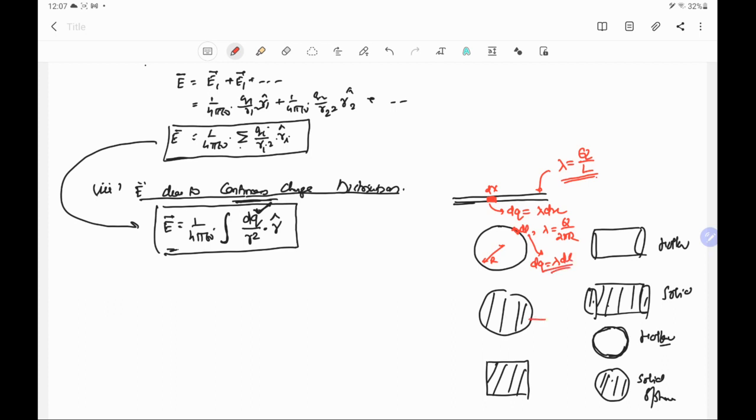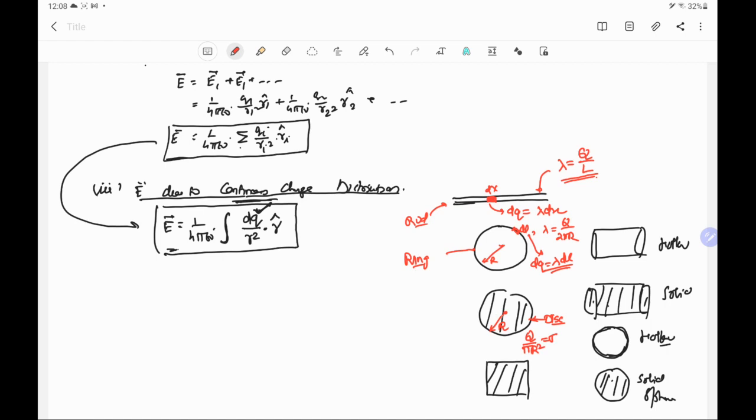This is the case of ring. This is the case of rod. If it is a disk, then in that case we have to take an elementary area, because on the disk charge is distributed over the area, and for that we can say if total charge is q and area of this disk is pi r square, if r is the radius, then we can write q by pi r square. This is sigma, the surface charge density, areal charge density.